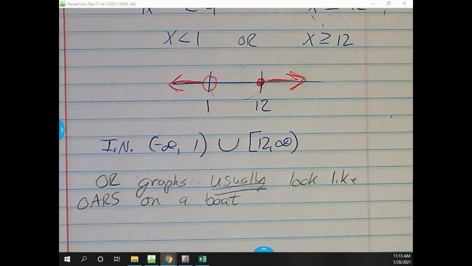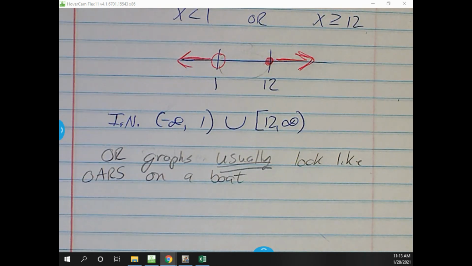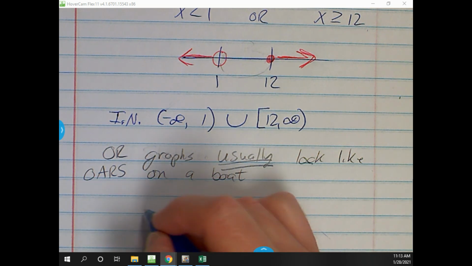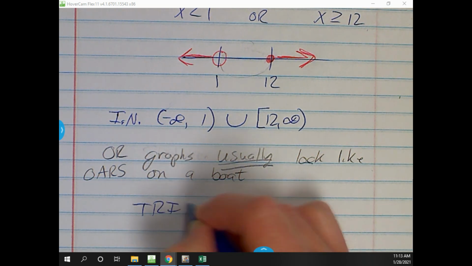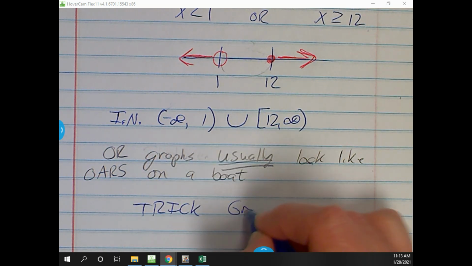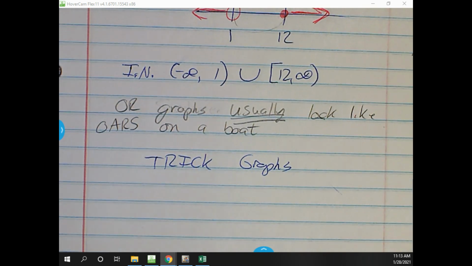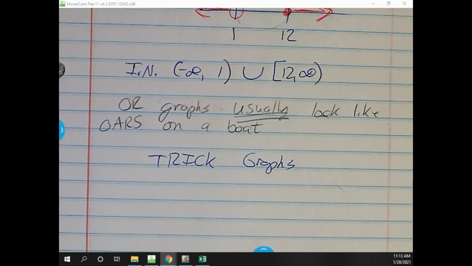All right, now again, that's the way they're going to look most of the time in most normal situations. Let me just throw you some quick what-if trick questions here. And I don't really call them trick graphs, but they're unusual graphs. They're not like your normal pattern of things when you go through and do these.